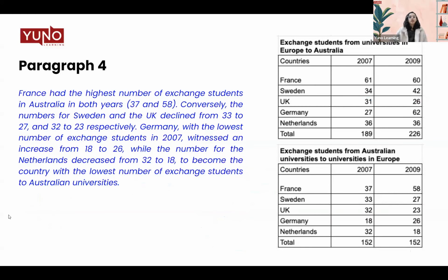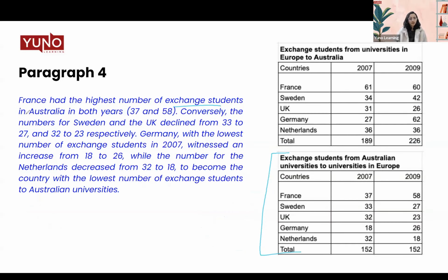Now I've chosen to keep both the tables separate. So here I'm going to talk about this data. France had the highest number of exchange students in Australia in both years, 37 and 58. Conversely, the linker I've used, the numbers for Sweden and UK declined from 33 to 27 and 32 to 23 respectively. See how I clubbed Sweden and UK? Because both of them were declining. You can also add Germany here if you want, and then use respectively, but you can also give it a different shot.